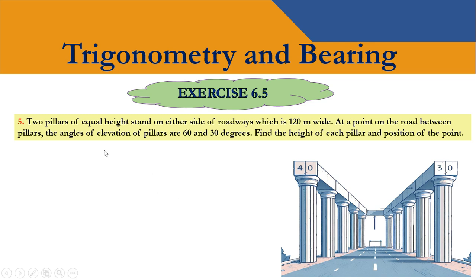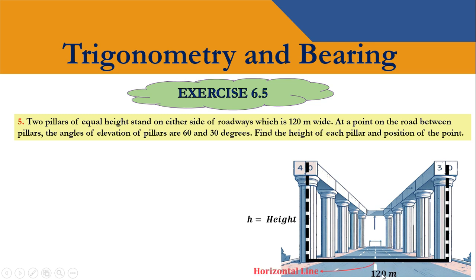In this question, there are two pillars of equal height standing on either side of a roadway which is 120 meters wide. So these are the two pillars. The height is h, both pillars having equal height. The distance between these two pillars is equal to 120 meters.